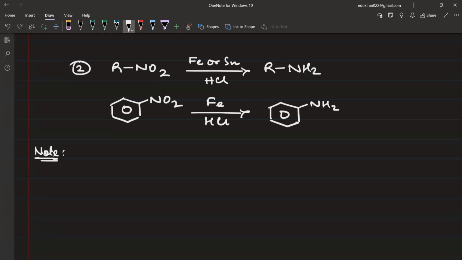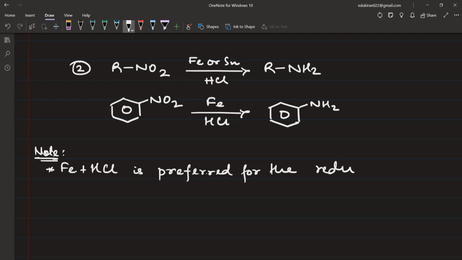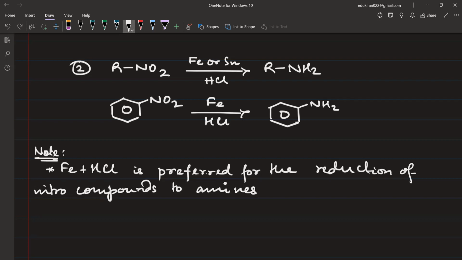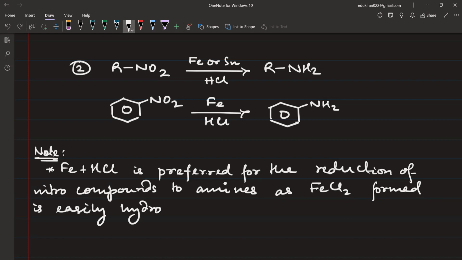Please write here. When you use Fe in the presence of HCl, Fe plus HCl is preferred for the reduction of nitro compounds to amines, as FeCl2 formed is easily hydrolyzed to release HCl, and this HCl can be reused in the reaction.